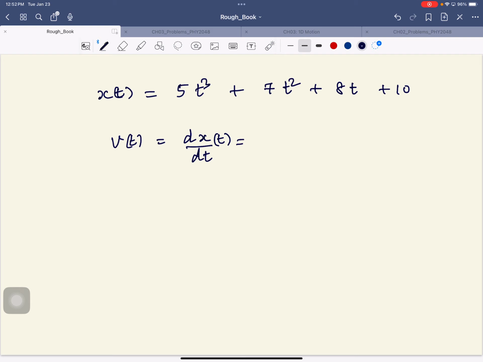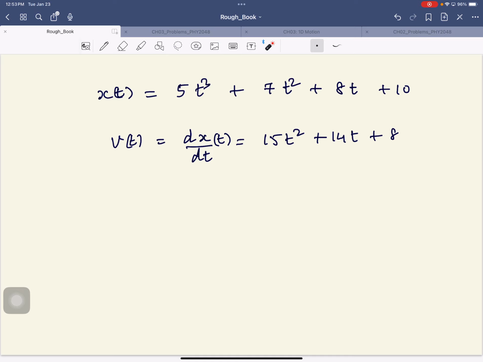Have you guys taken derivatives? Yes. All right, I have trouble with them, so can somebody help me out? 15t squared. 14t plus 8. Okay. So notice this: if this is a polynomial, the velocity is a polynomial of degree one less. And given the velocity, I can calculate the acceleration at any time.